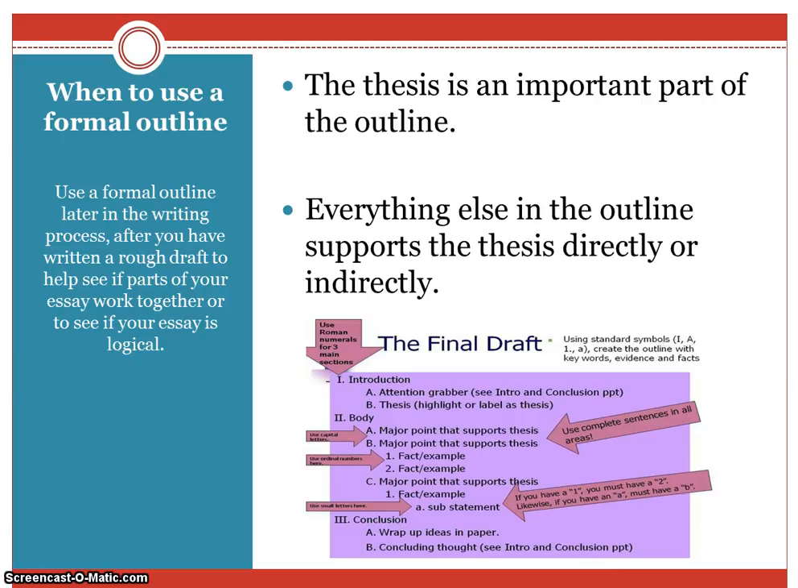When to use a formal outline? A formal outline is best used later in the writing, after you have written a rough draft, to see how it helps put the parts of your essay together and to see how your essay is logical. The thesis is an important part of the outline. Everything else in the outline supports the thesis directly or indirectly.